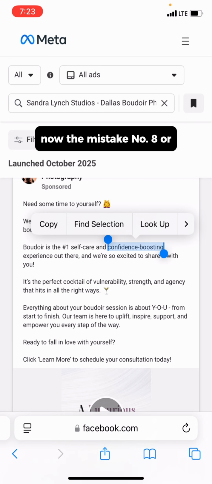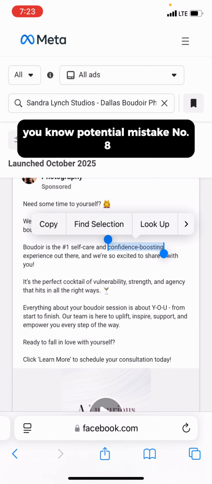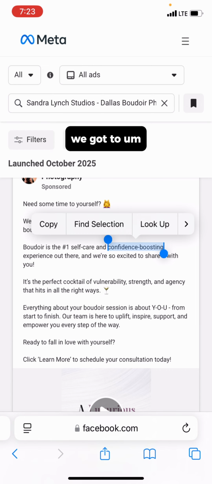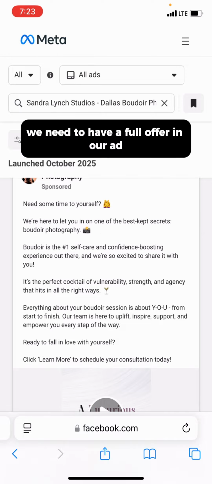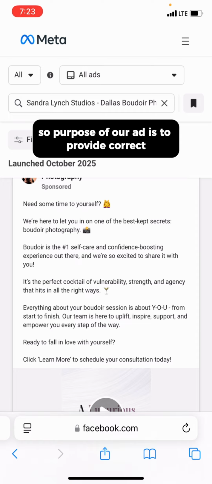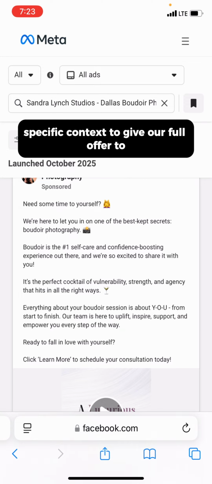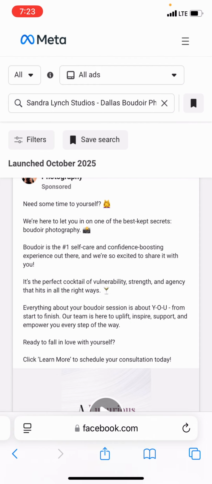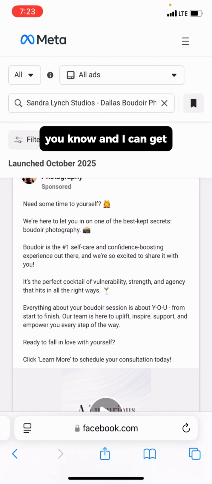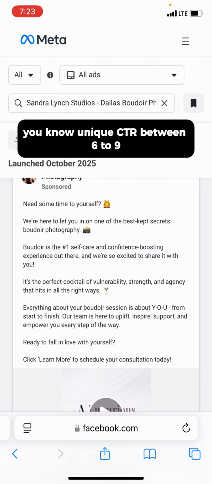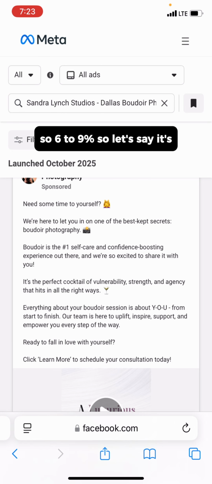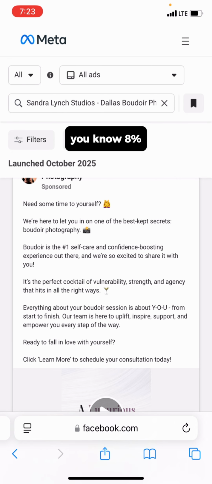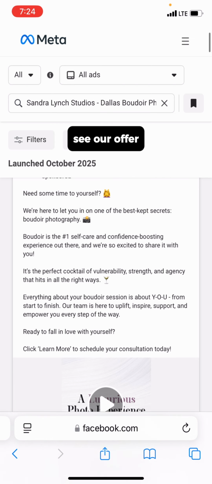Yeah. All right. Now the mistake number 8, or potential mistake number 8. We need to have a full offer in our ad. The purpose of our ad is to provide correct, specific context to display our full offer to those people. And I can get a unique CTR between 6 to 9%. So let's say it's 8%. 8 out of 100 click see more, read through, see our offer.